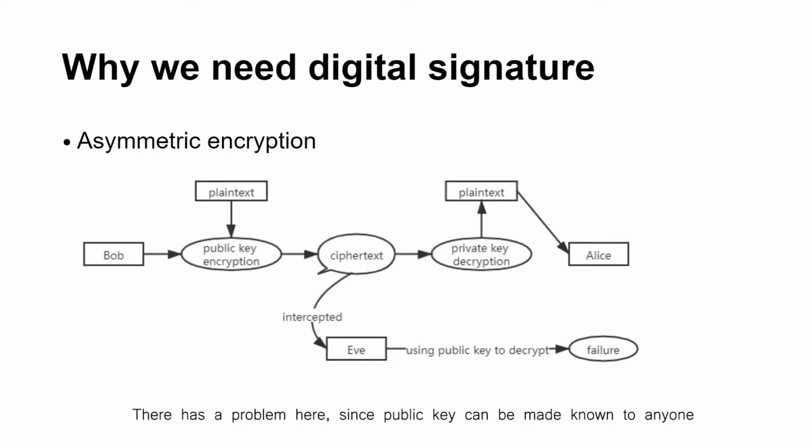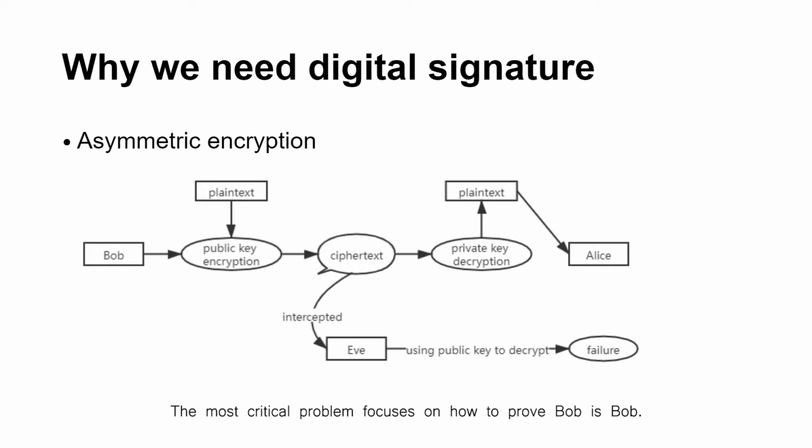Here is the problem. Because the public key can be made known to anyone, Eve can use the public key to forge the content which was originally sent to Alice by Bob. Alice can never clarify whether this content is sent by Bob or by others. The most vital problem focuses on how to prove Bob is Bob.